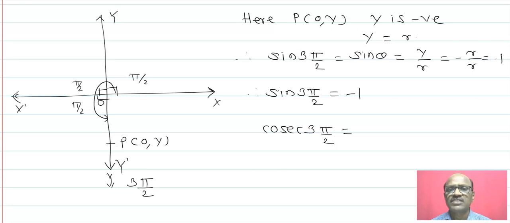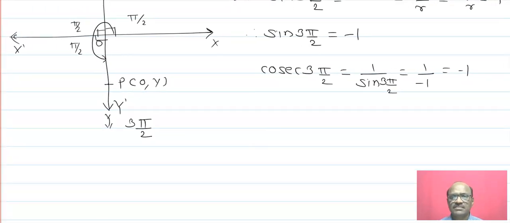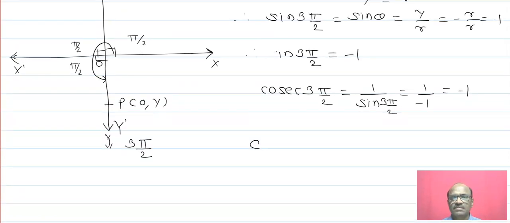Now cosec 3 pi by 2 is equal to 1 upon minus 1, and overall cosec 3 pi by 2 is also minus 1. Therefore cosec 3 pi by 2 is equal to minus 1.